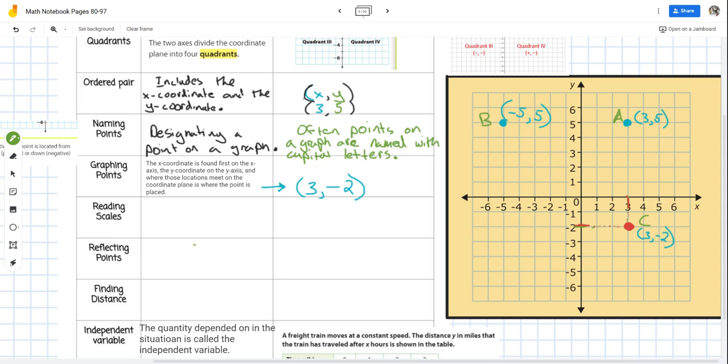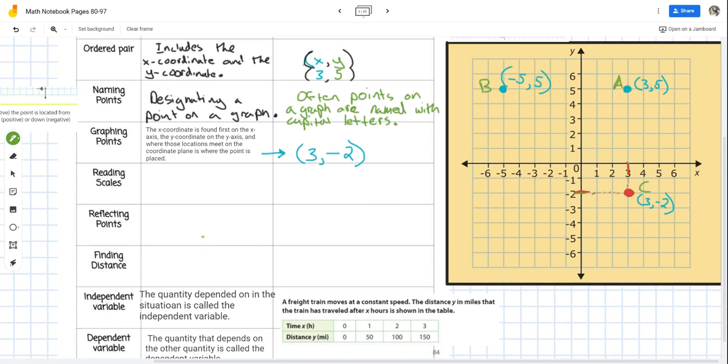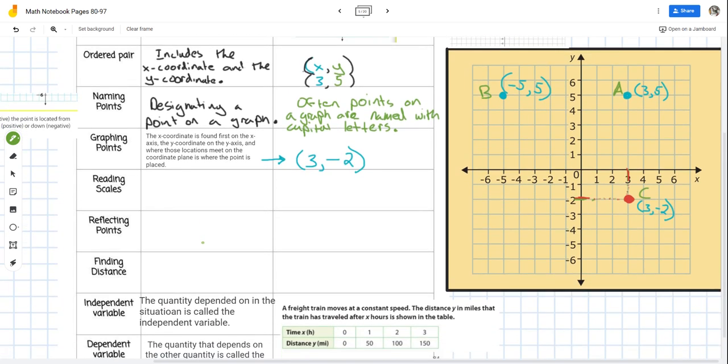Let's move on to reading scales. Now, we're going to see this a lot. When you look at a graph or a map, for example, if it has a scale, like a distance scale, or a graph that has a scale, you might see something like this. You might see for every point on the graph.